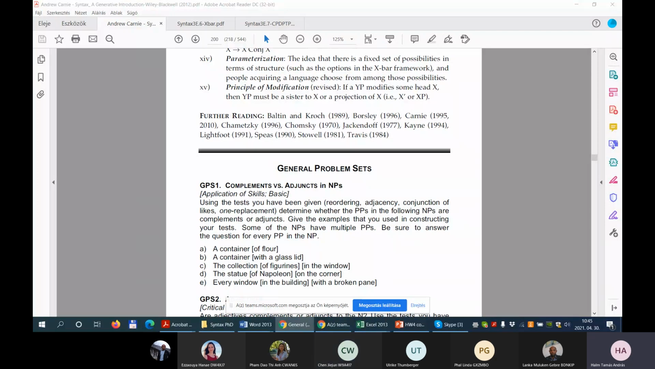Let's try the reordering test. Is it okay to say every window with a broken pane in the building? What do you think? I also tried this, but I don't think it works very well for me, because it might cause some ambiguity about whether it is the window in the building or the broken pane in the building. Okay. Well, that's right. Ulrike has something to add.